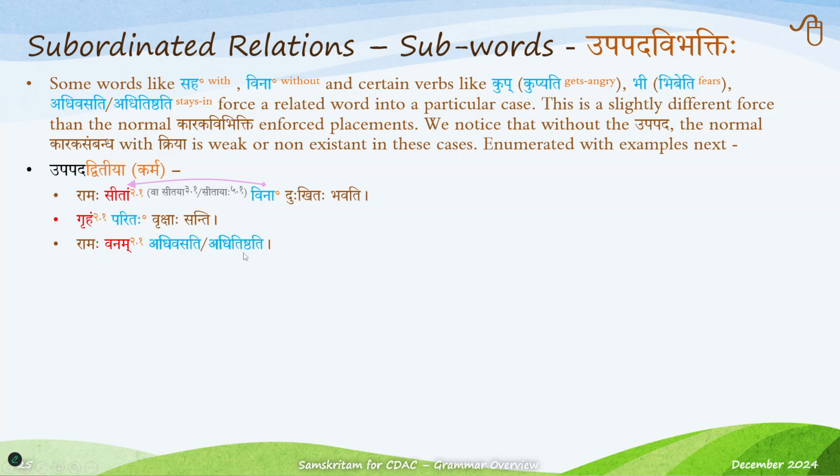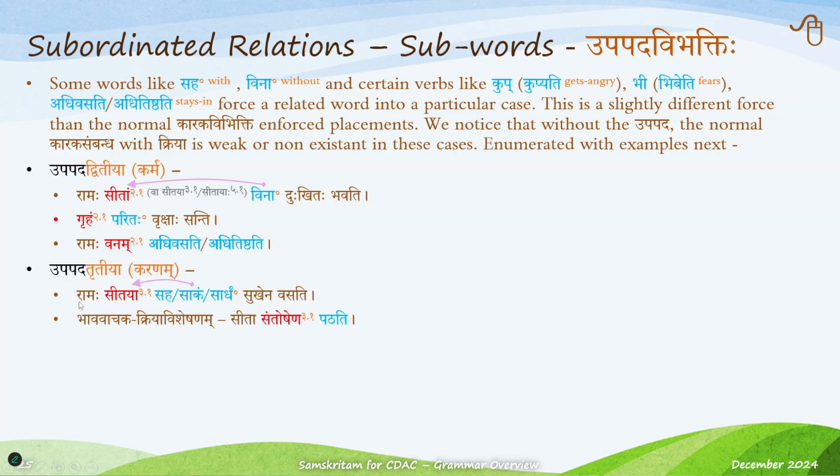Sir, are the upapadas lists finite? Yeah, it's finite in the sense that you can extend it to a lot of examples, but yes, in the sense it is defined, it is finite. Yeah, correct. Because adhivasati, adhitishtati is a small subset of the huge list. But anything that is close to this is also included there by meaning. Okay. So upapada tritiya, an example we can see now.